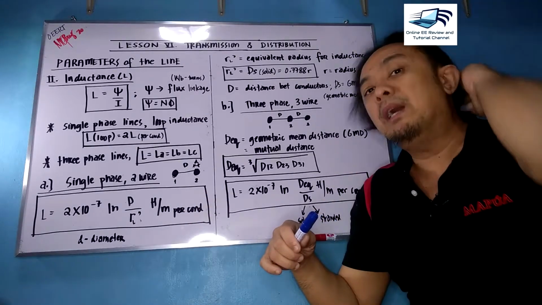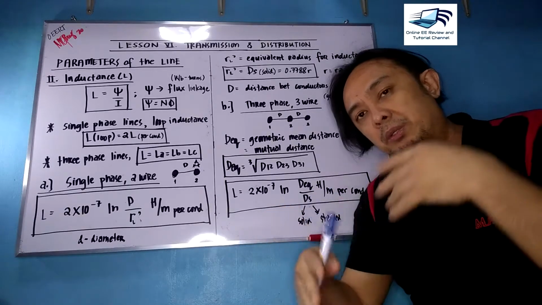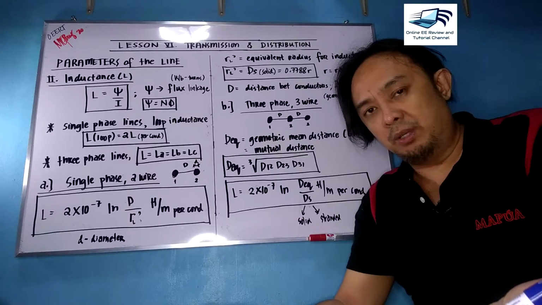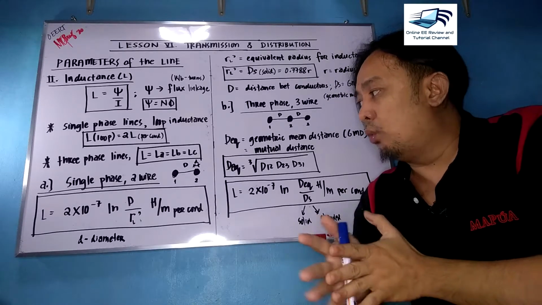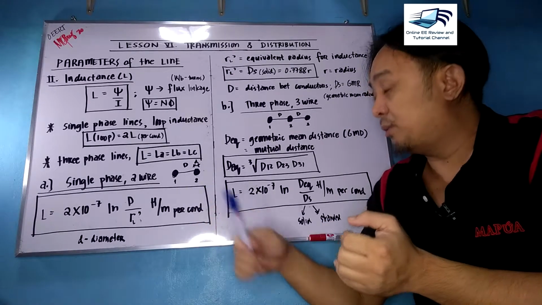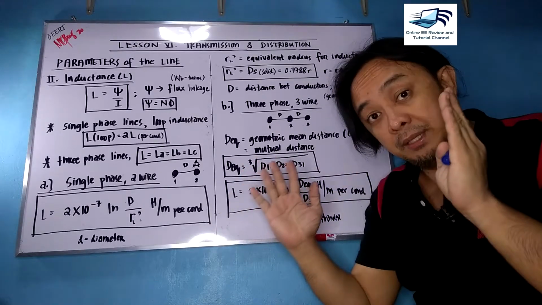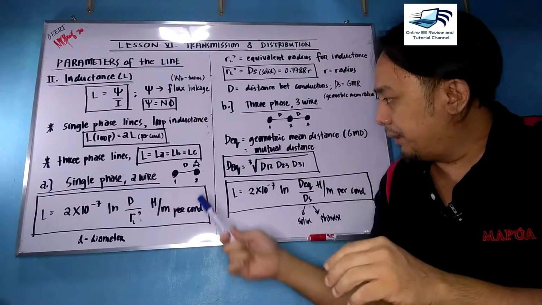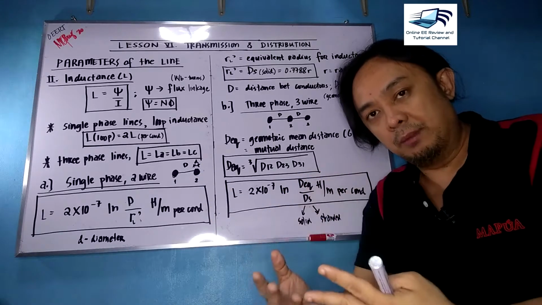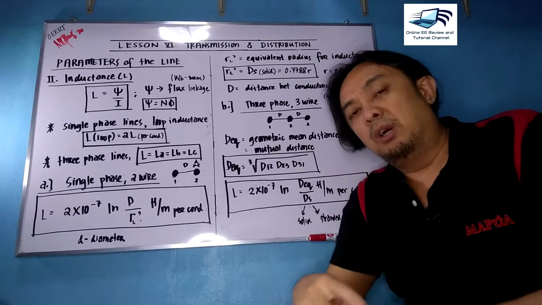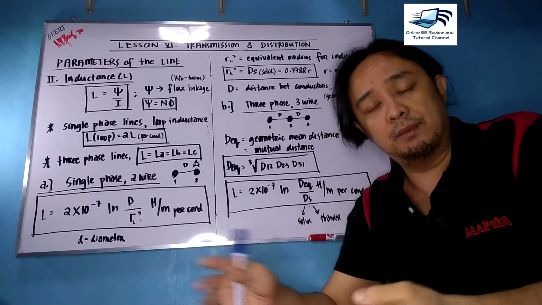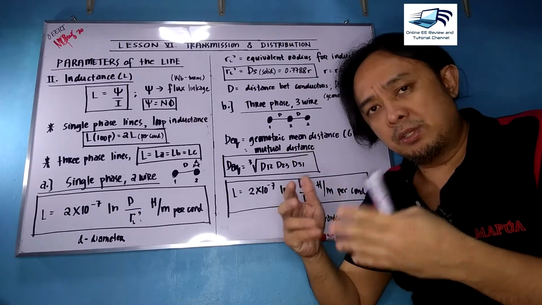Now, we have two types of configurations on the transmission line: a single phase 2-wire or a 3-phase 3-wire. For a single phase 2-wire line, for example, you have conductor 1 and conductor 2, separated by a distance d, with a conductor diameter. We will consider solid conductors first, because conductors can be either solid or stranded.